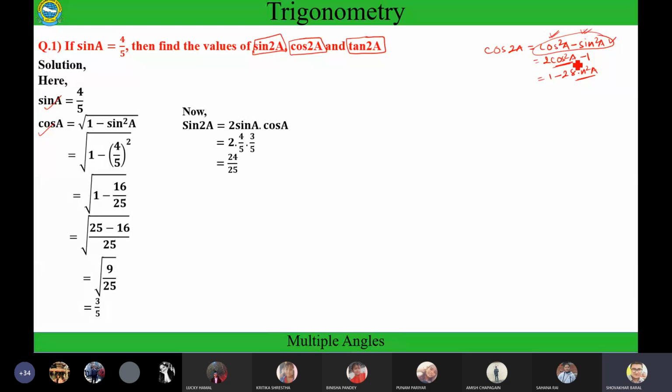You might think that if I use this formula, a different answer will come, but it's not, it doesn't go in that way. You have to get the same value for all the formula.